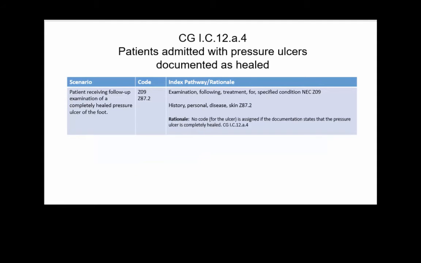The next guideline has to do with pressure ulcers that are documented as healed. And the guideline tells us that when that is so, we don't have to have any code for the ulcer. You're going to code what's going on. In other words, in this case, there's a follow-up exam and a history of a skin disease, but no code for the ulcer is assigned.